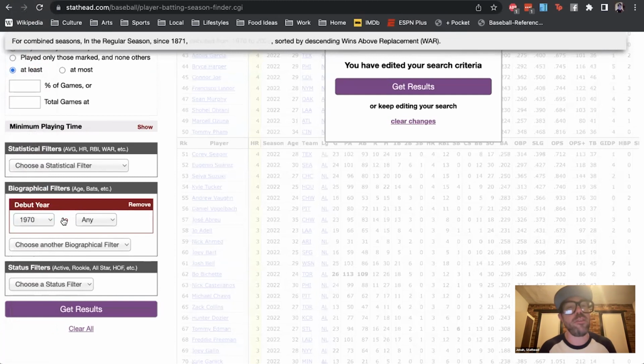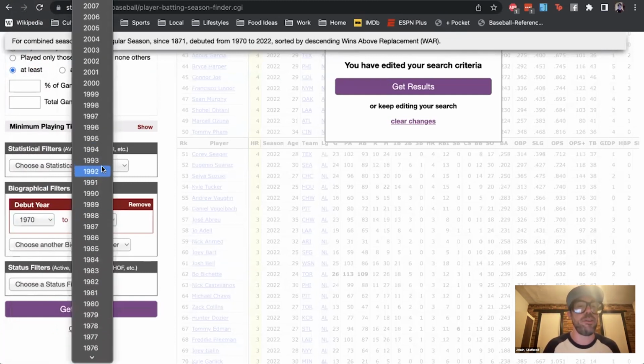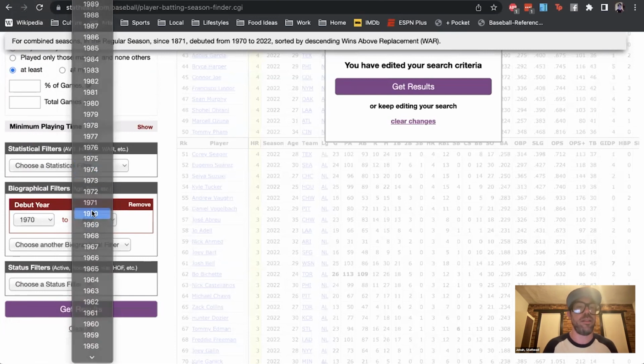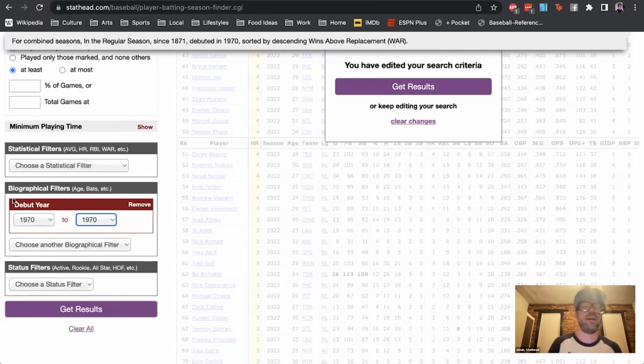And then if you click this red two button, that didn't work. But normally it would just fill in the second one. It would fill in this one with the same year as the first one. In this case, I had to go through the labor of finding 1970 again and adding it in there, clicking get result.